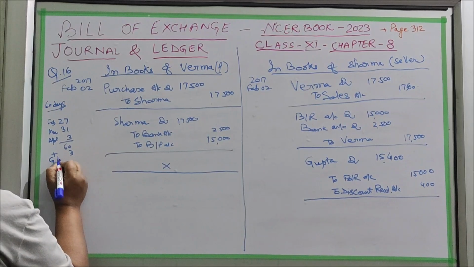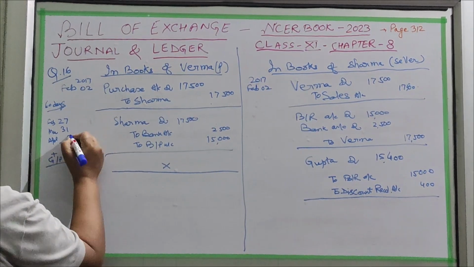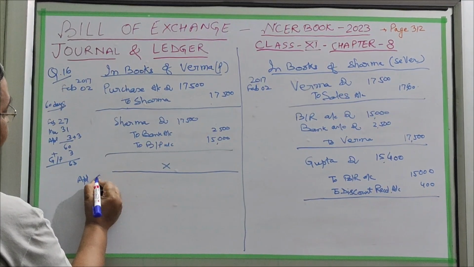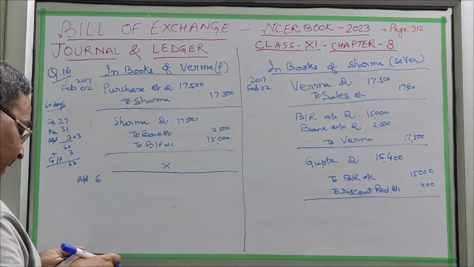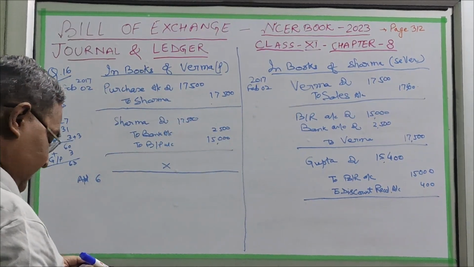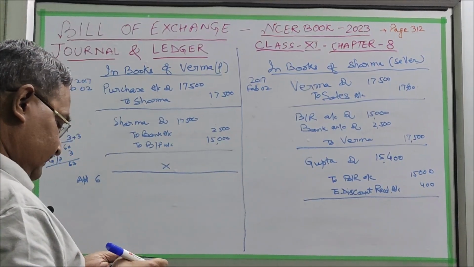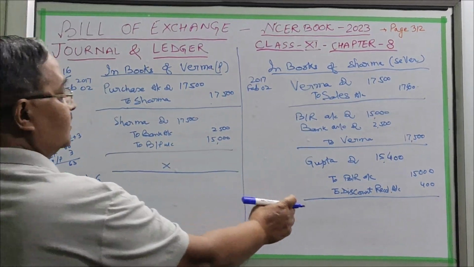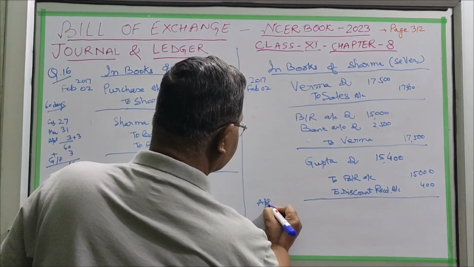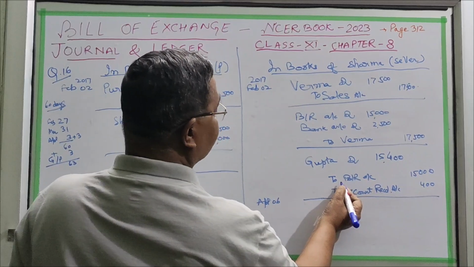Grace time is also given, grace period. So what will happen? 63 you want a total. That's why the date is April 6. The person has not paid the money. So on the due date, April 6, the bill is dishonored. So this bill payment was not made.